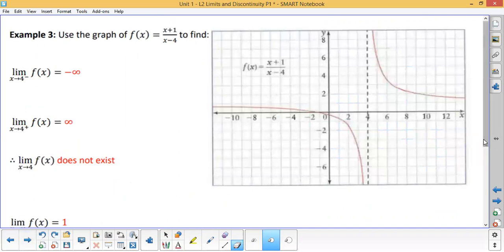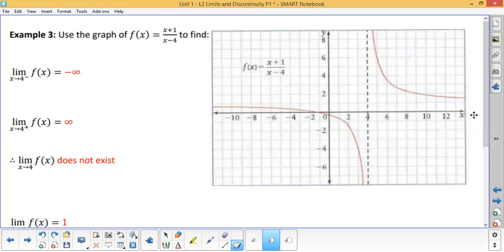Okay, so now we're going to explore two topics. First of all, I have a rational function, x plus 1 over x minus 4, which, if you need review on rational functions, they are on my YouTube page, Miss Albert Math, MCR, and under MHF.